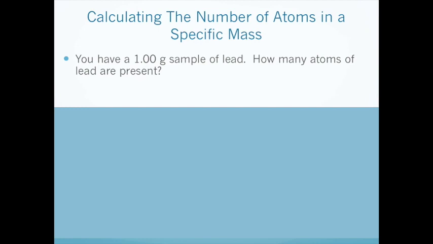Here's another example. Say you have 1 gram of lead. How many atoms of lead are present? We have 1 gram of lead, and we know that 1 atom of lead weighs 207.2 AMU from our periodic table. This is the average mass because we have just a sample of unpurified, isotopically impure lead. Now we also know that 1 AMU is defined as 1.66 times 10 to the minus 24 grams.